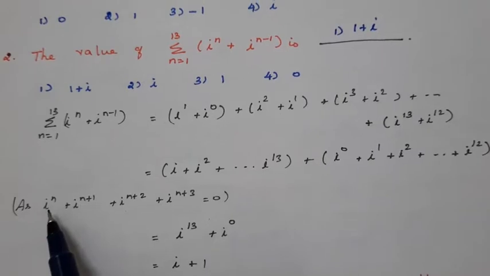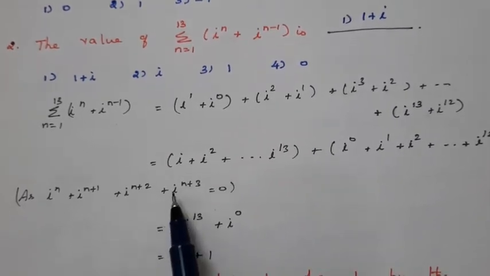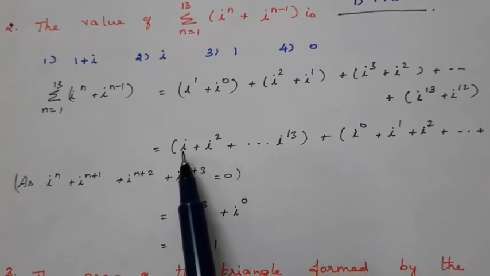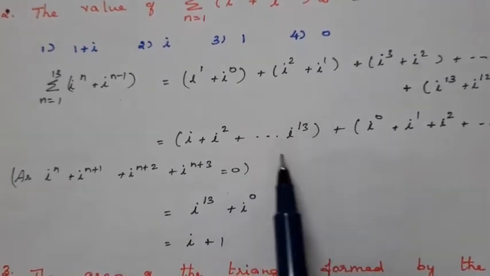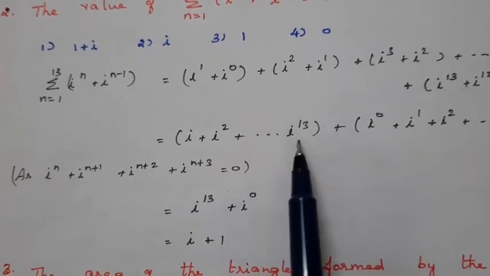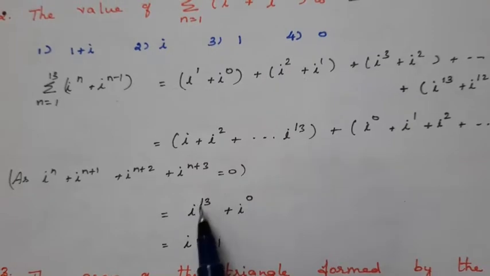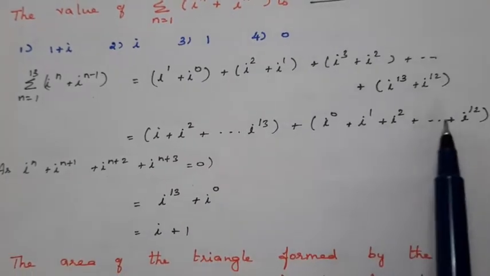As this condition holds good, that is i^n + i^(n+1) + i^(n+2) + i^(n+3) is equal to 0, i^2, i^3, i^4 and so on will sum to 0. Likewise, the sum of the next 4 terms will be 0. So what would be the remaining term in the first bracket? i^13.